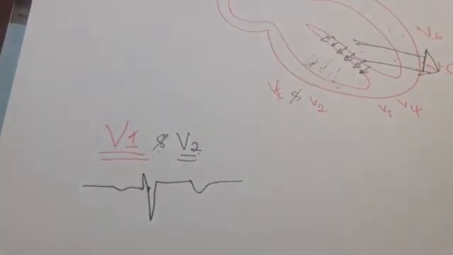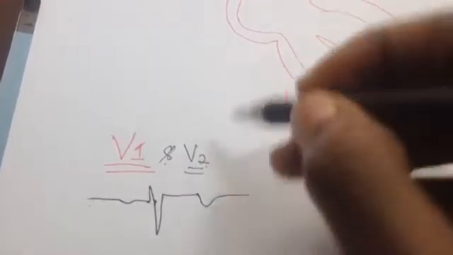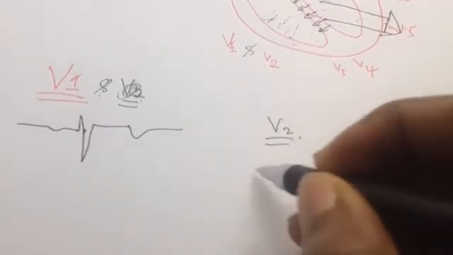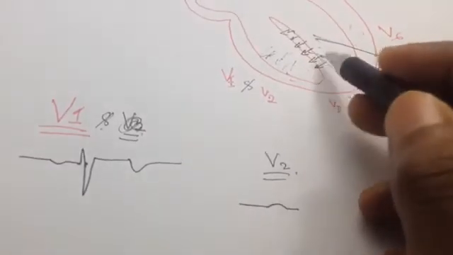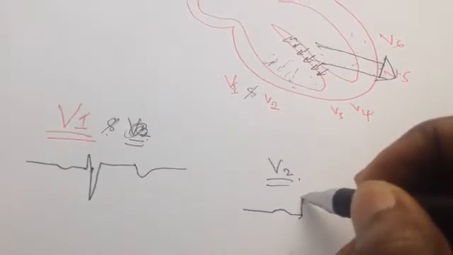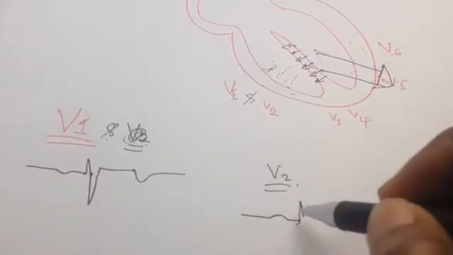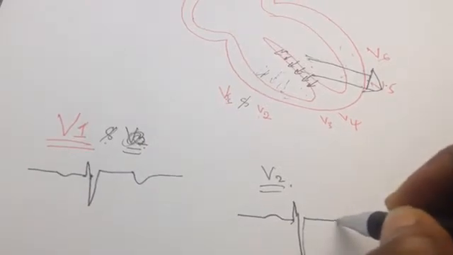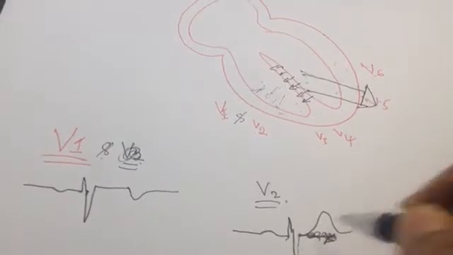Only in V2, the P wave is upright, not inverted. So let me draw it differently. It is going to be like this, upright, and then a little impulse toward V2 shows a small upright R wave. Then the impulse, in terms of the depolarization of the ventricle, goes away from V2, so it definitely shows a long negative wave. Then this is the T wave.